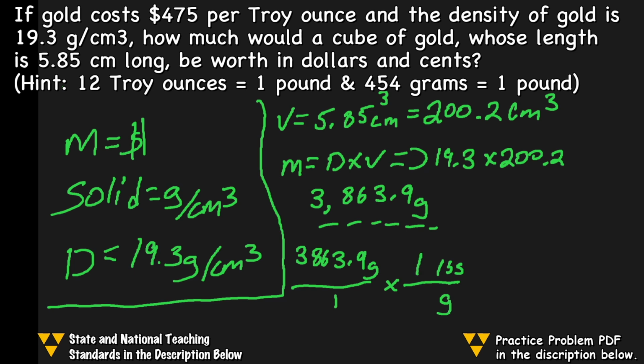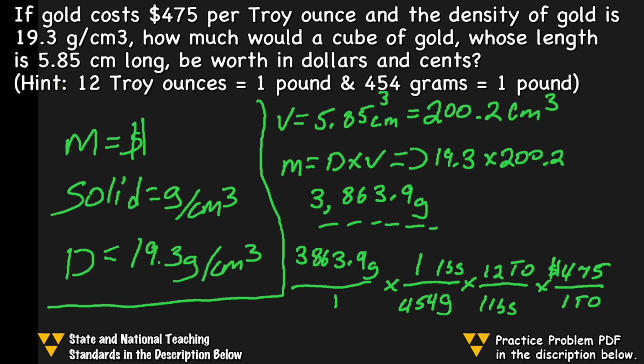We know 1 pound is 454 grams. Next, we want to get rid of pounds. So we want to get to troy ounces. So 1 pound is 12 troy ounces. We'll put TO for troy ounces. And finally, we want to get to money, and we got the cost. If you look at the very beginning of the equation, 1 troy ounce costs $475.